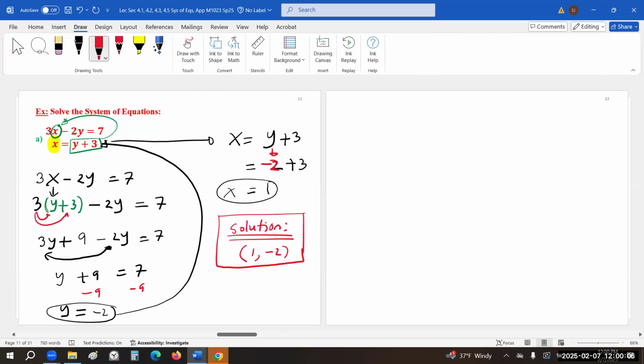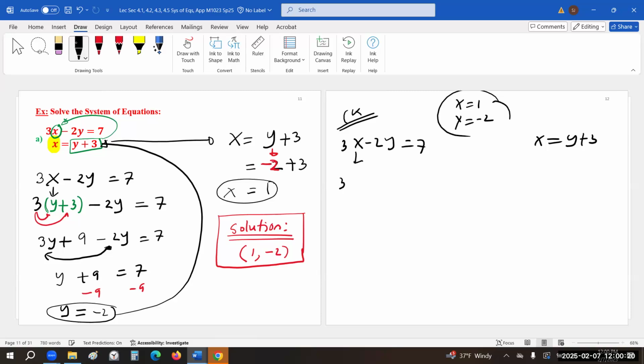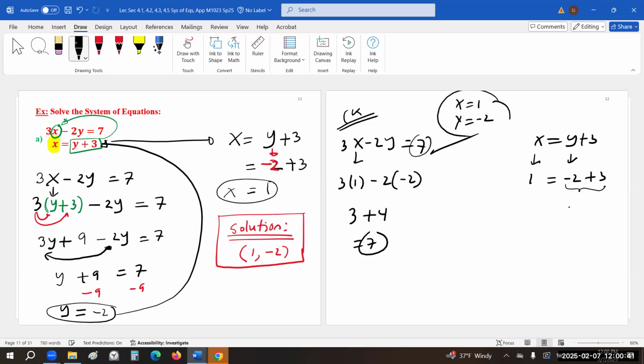Check. So 3x minus 2y equals 7, and we have x is y plus 3. We found our x is 1, y is negative 2. So 3 times 1, minus 2 times negative 2, gives us 3 plus 4, 7. We have the same number. First equation satisfied. Our x is 1, y is negative 2, and we know negative 2 plus 3 is 1. So we have the same number. So yep, our solution is correct. Both equations verified our solution.